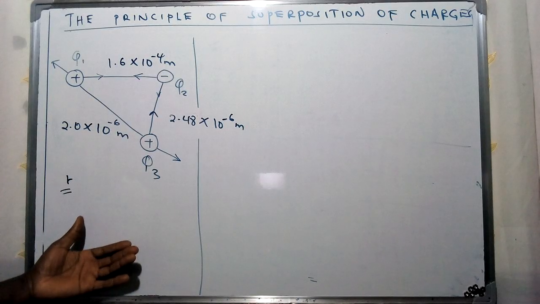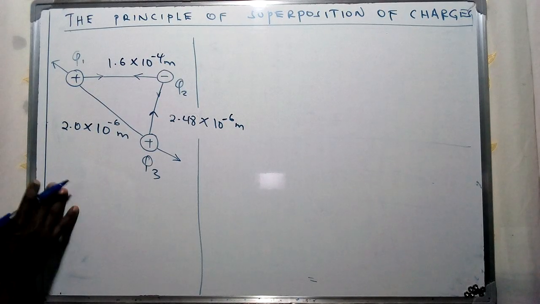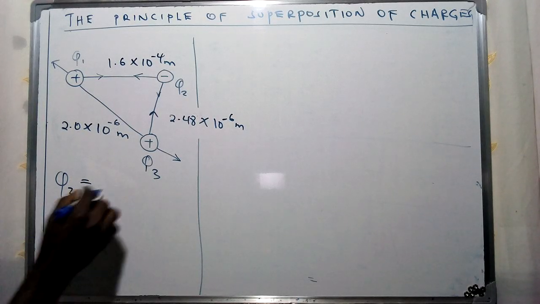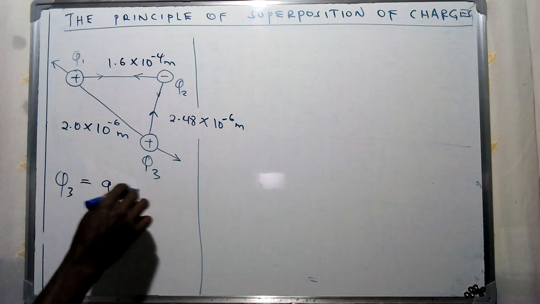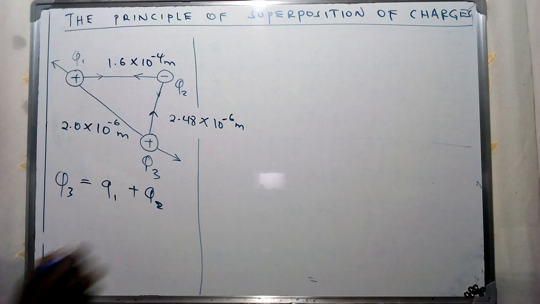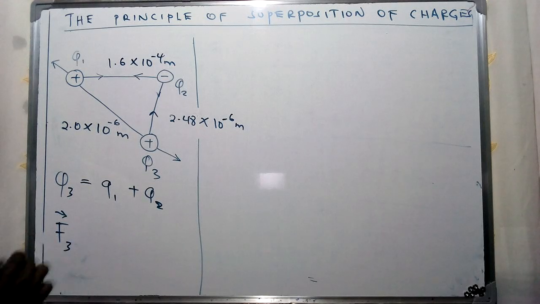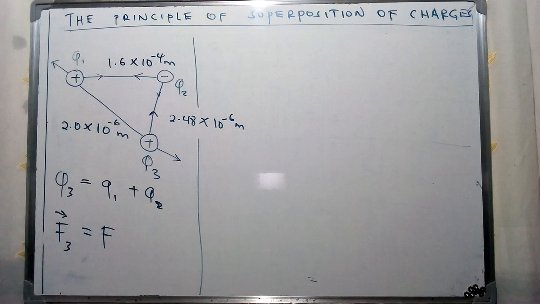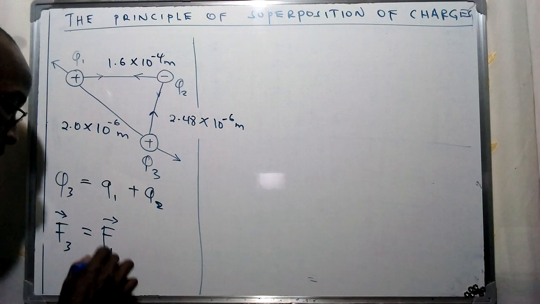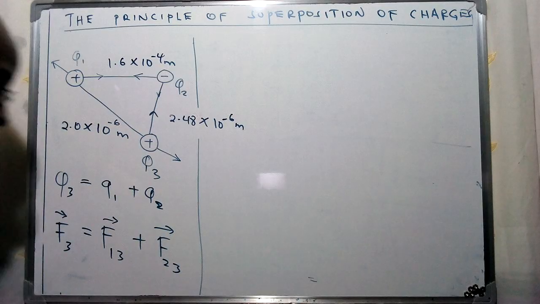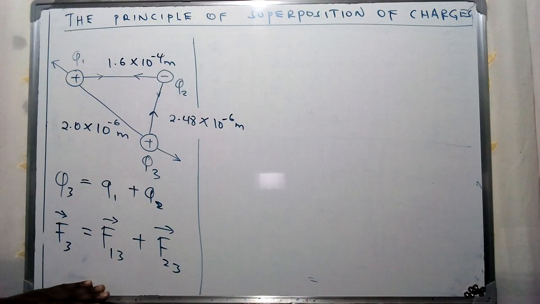Perhaps we can start with a representation of the force being experienced by the charge Q3. As we said, the force experienced by Q3 is going to be given as a vector sum of the forces experienced due to the charges Q1 and Q2. This can be represented as the resultant force on Q3 being equivalent to the force of 1 on 3 and the force of 2 on 3, a vector sum of those two specific forces.